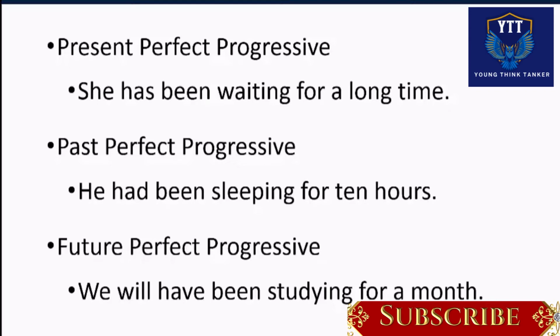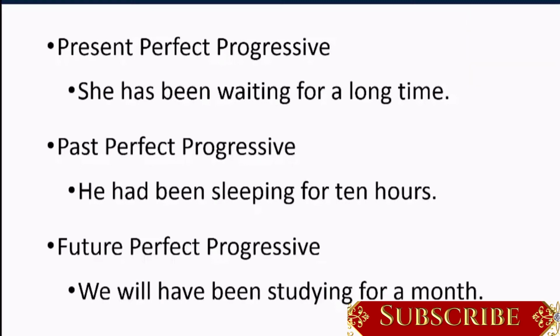Future perfect progressive emphasizes a continuous action in the future that lasts continuously. We will have been studying for a month. It has a similar meaning with the future perfect, we will have studied for a month, but because it's perfect and progressive, we're emphasizing the continuous action for some period of time.